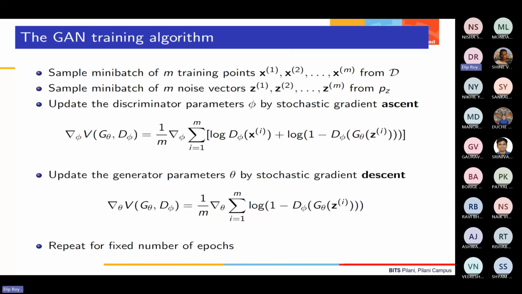All right. So the GAN training algorithm that we discussed last time is, what do? We sample a mini batch of M training points from your dataset D. So this is your training data. Then we sample a mini batch of M noise vectors from PZ. This is the input of the generator. All right. And then we update the discriminator parameter phi by stochastic gradient descent.